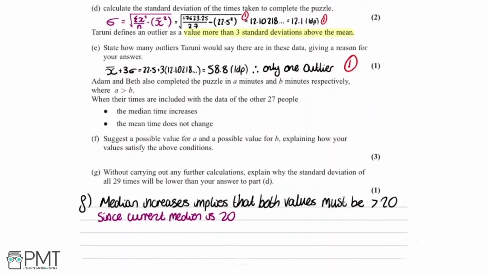Okay, so now we've dealt with the first bullet point here. We're going to have a look at the second bullet point, that the mean time does not change. So we're going to use a variable. I'm going to say y. We're going to let y be the new total sum of times.